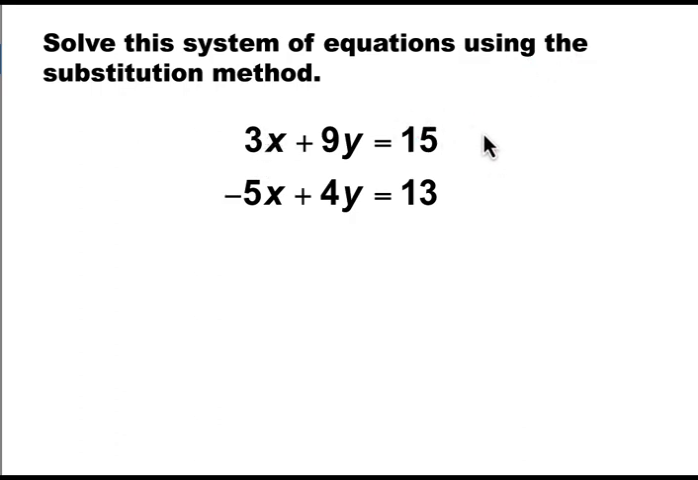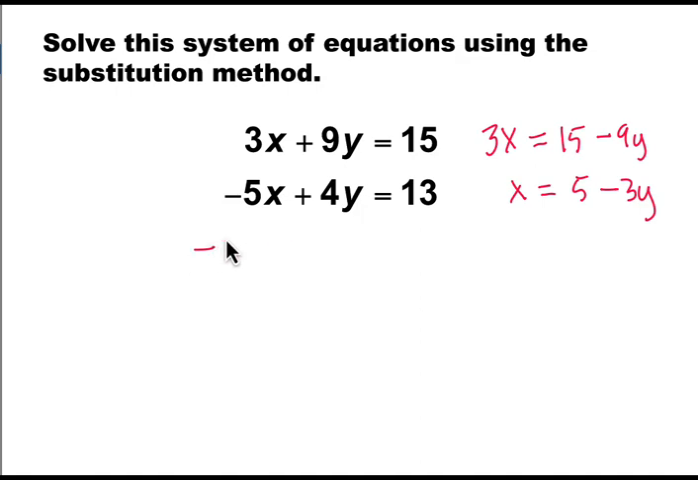So we get 3x equals 15, and we subtract 9y from both sides, so minus 9y. And then divide both sides by 3 to get x equals 5 minus 3y. So use this expression for x and substitute it into this equation to solve for y.